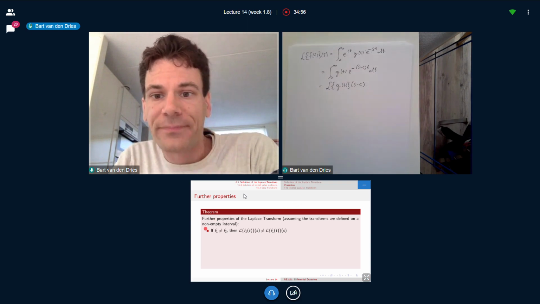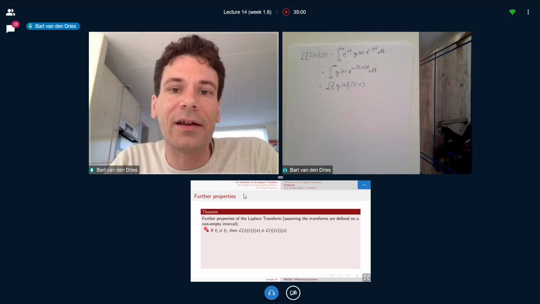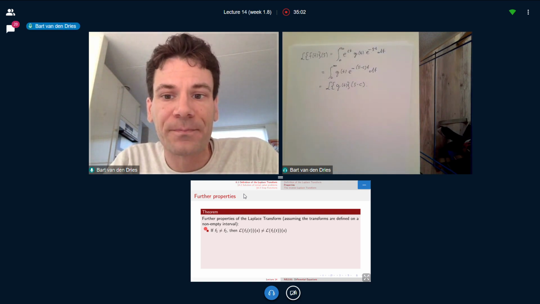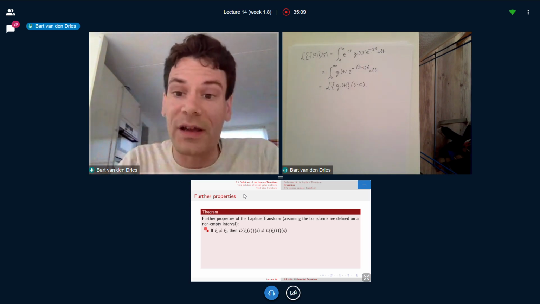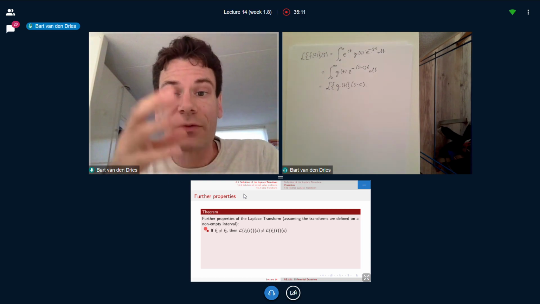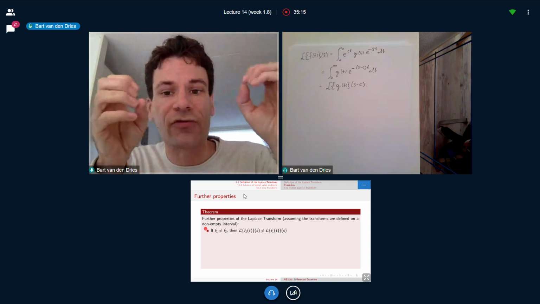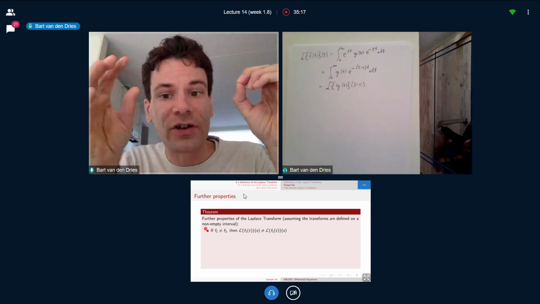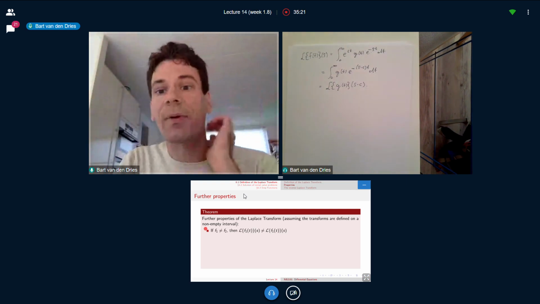First of all, if two functions are different, then the Laplace transforms are also different. That means that the effect of a Laplace transform is invertible in some sense. So if you know the Laplace transform, there can be only one function that has this Laplace transform. You cannot have two different functions with the same Laplace transform.